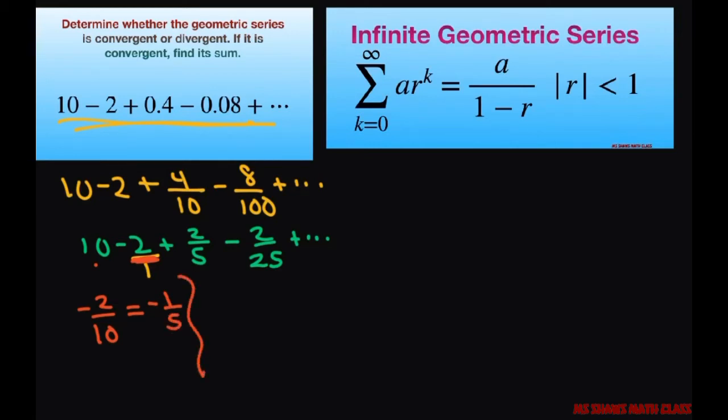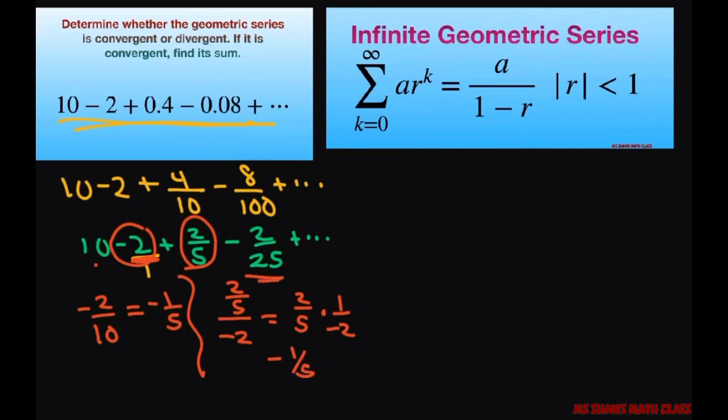Or we could take this term and divide it by -2. So you take 2/5 divided by -2, and this is going to give you 2/5 times 1 divided by -2. So that also gives you -1/5. And the same thing's going to happen if you do that. So our common ratio equals -1/5.